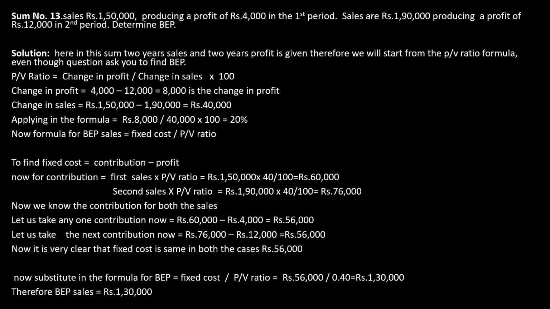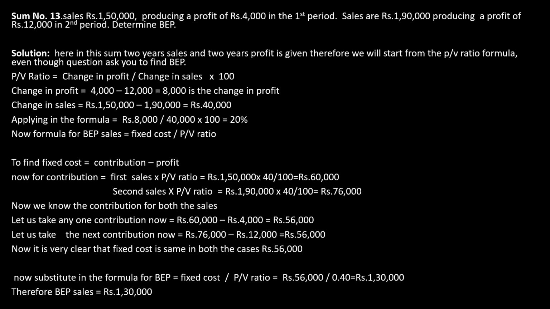Now, let us see sum number 13 in your margin costing chapter. In the last two previous slides, we saw up to sum number 12. Now we are going to see sum number 13. Sales given in the sum is 1,50,000 rupees, producing a profit of rupees 4,000 in the first period. Then sales are rupees 1,90,000, producing a profit of rupees 12,000 in the second period.